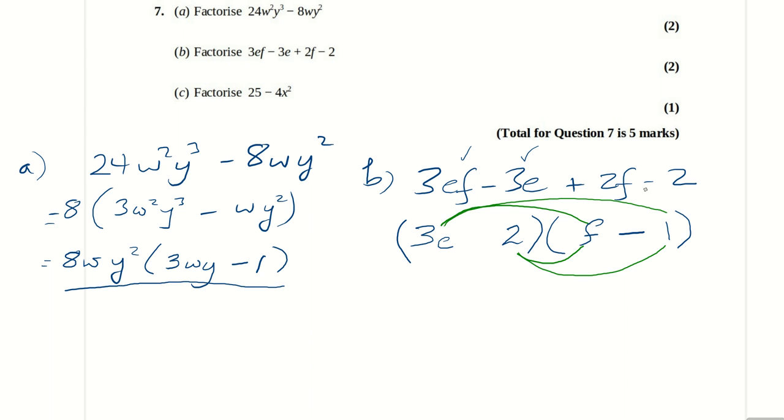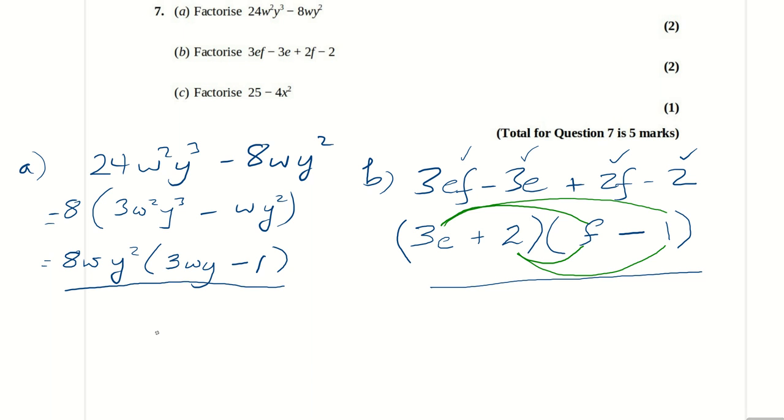Now, to get minus 2 on the end, we've got to multiply minus 1 by plus 2, so if we put a plus there, you can then see that when we come to multiply out along these lines here, we've got a plus 2 times an F, which gives us our 2F, and a 2 times minus 1, which gives us our minus 2. So we've done it, and that's the answer.